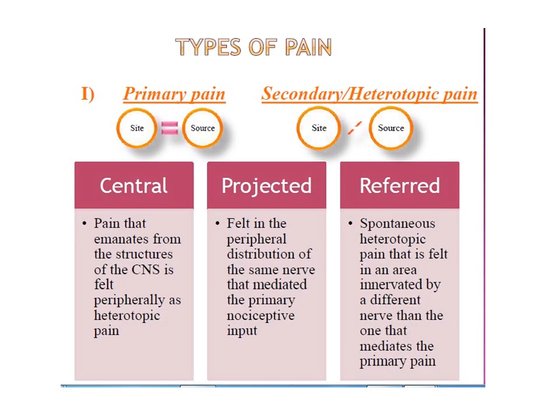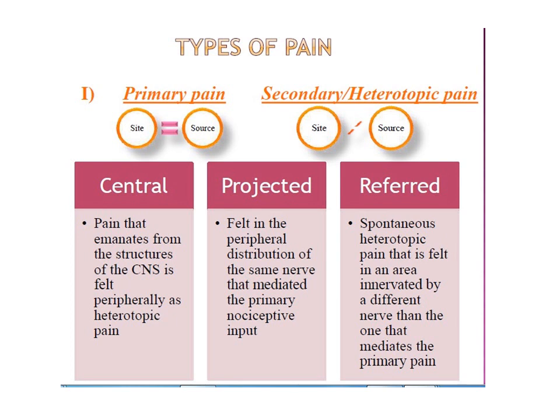So we have two types of pain, either primary pain or secondary pain. Primary pain is when the pain is at the same site as the trauma. Site and source are the same. Secondary pain is when the site of the pain is completely different from the source. Secondary pain could be central, which is related to the central nervous system. The problem is with the central nervous system, but peripherally it causes the pain, like somebody having sciatica, for example. The problem is with the spinal cord, but he feels the pain in the leg.